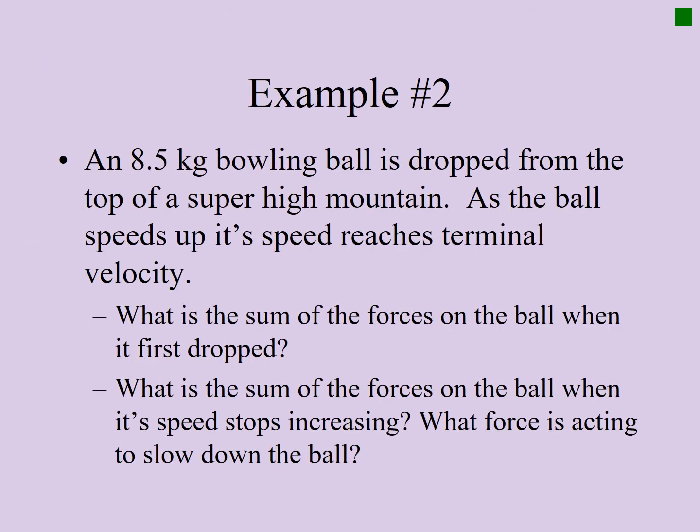Example number 2. An 8.5 kilogram bowling ball is dropped from the top of a super high mountain. As the ball speeds up, its speed reaches terminal velocity. Terminal velocity, by the way, would be when it can't go any faster. That's the maximum speed something can hit during free fall. So the first statement is, what's the sum of the forces on the ball when it is first dropped? And then what's the sum of the forces on the ball when its speed stops increasing, aka it reaches terminal velocity? What force is acting to slow down the ball? Again, I'll give you a second to draw some force body diagrams.